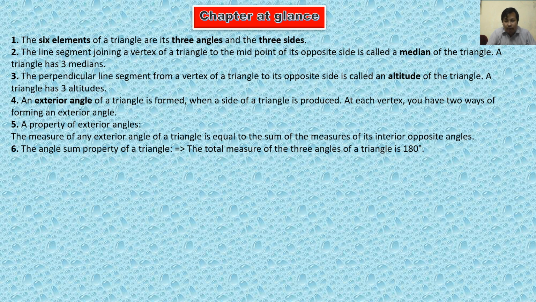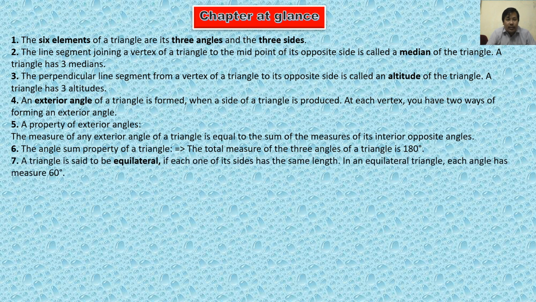And the next point we have discussed is that a triangle is said to be equilateral if all of its sides have the same length. Means if all the sides are the same, then it is called an equilateral triangle, and an equilateral triangle has its angles as 60 degrees. Means all the angles will have the same measure, that is 60 degrees for every angle.